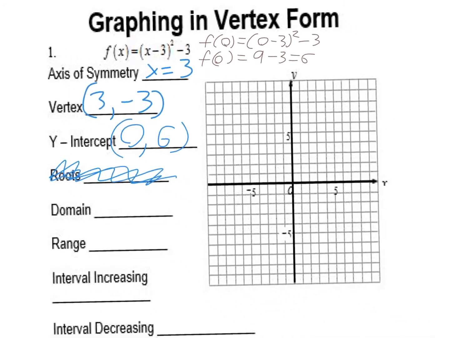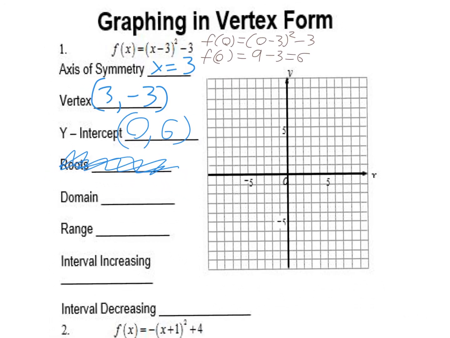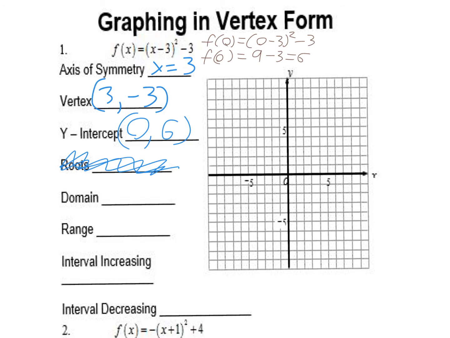Now so far here, I have enough information to make a general sketch of my parabola. Because I know that my vertex is at 3, negative 3, I have a y-intercept at 0, 6. Connect my dots as best I can. I have a parabola that opens upwards. I also know my parabola opens upwards because my a value here, it looks like it's not there, but we technically have a positive 1. A positive 1 means that we're going upwards.